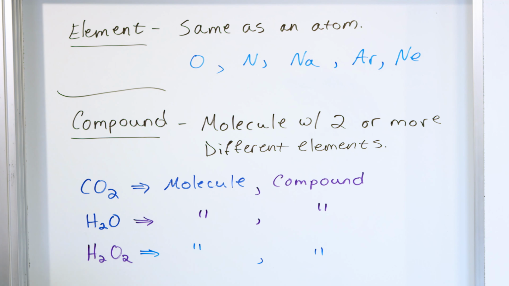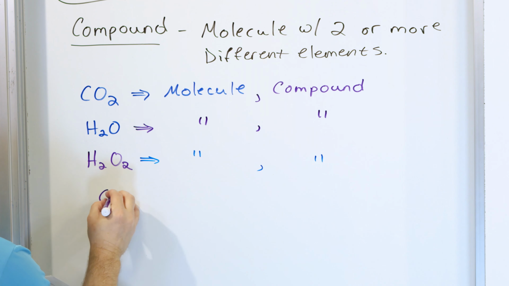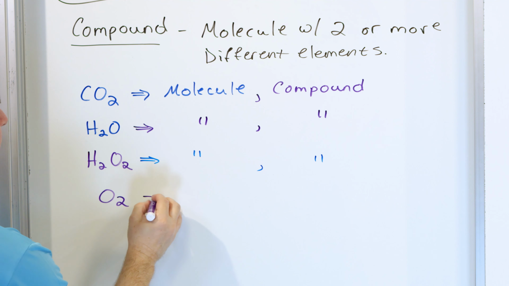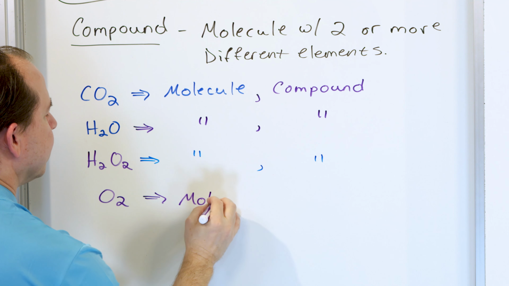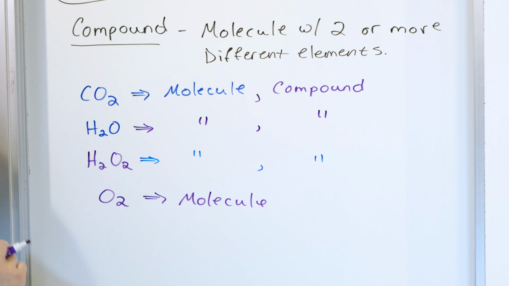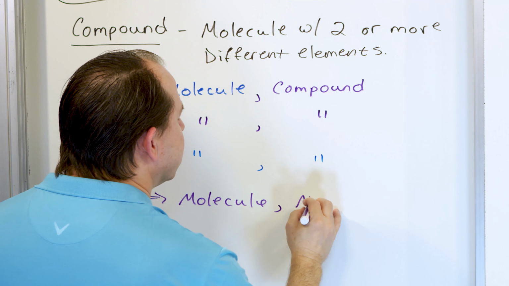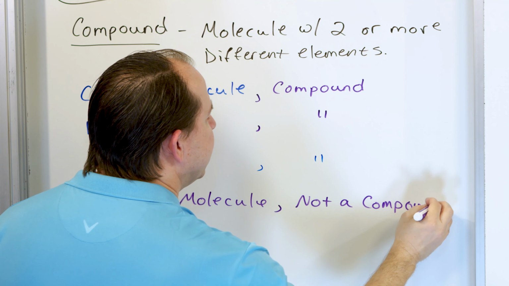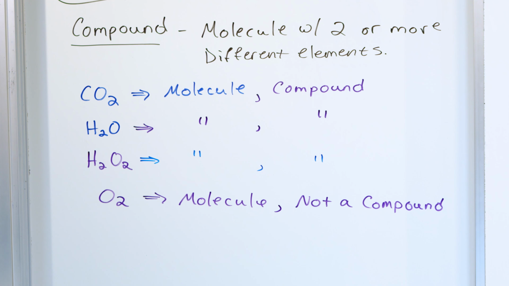So you might say, well, wait a minute, everything you've listed here is a molecule and a compound. So when can it be different? Let's talk about the oxygen molecule. Just call it O2, right? Well, this is a molecule because it's two or more things stuck together, but it's not a compound. The reason it's not a compound is because it's the same element stuck together.